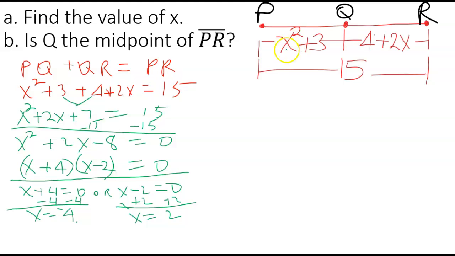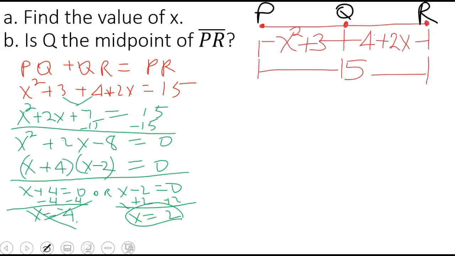So negative 4 squared is 16. 16 plus 3 is 19. And here, 2 times negative 4 is negative 8. Negative 8 plus 4 is negative 4. So that will make segment QR negative. A segment length cannot be negative, so that is not correct. Therefore, we reject that solution.